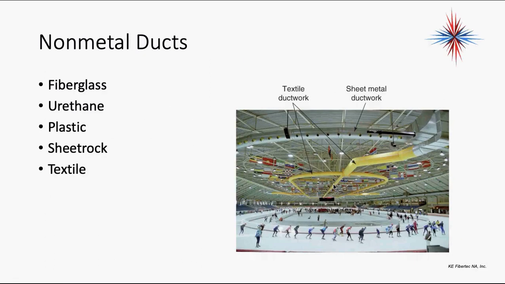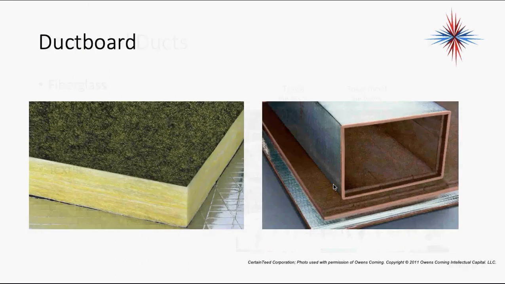Non-metal ductwork is made of fiberglass, urethane, plastic, sheetrock. I don't see that often anymore, or some textile ductwork. Textile ductwork is used in sporting arenas quite a lot, because you can make it appear to be whatever you want it to be. It's used by architects when they need to get ductwork and registers into certain locations, but you don't want to have a lot of heavy ductwork hanging in the ceiling. You want it to look nice. That's when they use textile ductwork. Plastic ductwork, we basically use a lot of times if it's harsh environments. Urethane, I don't see used all that much. Fiberglass, we'll talk about that when we talk about duct board on the next slide.